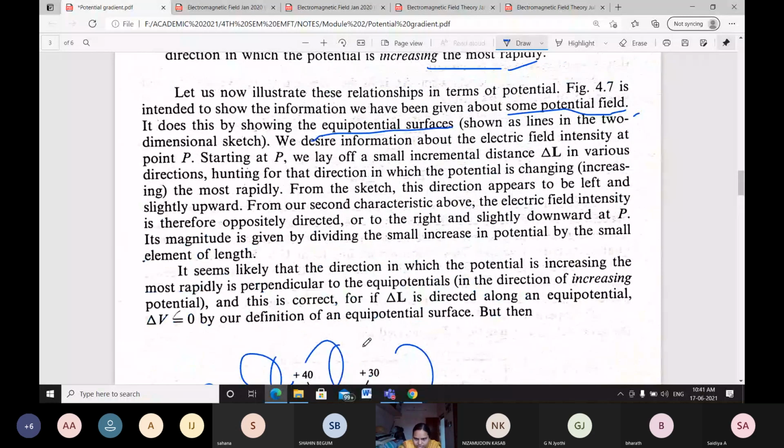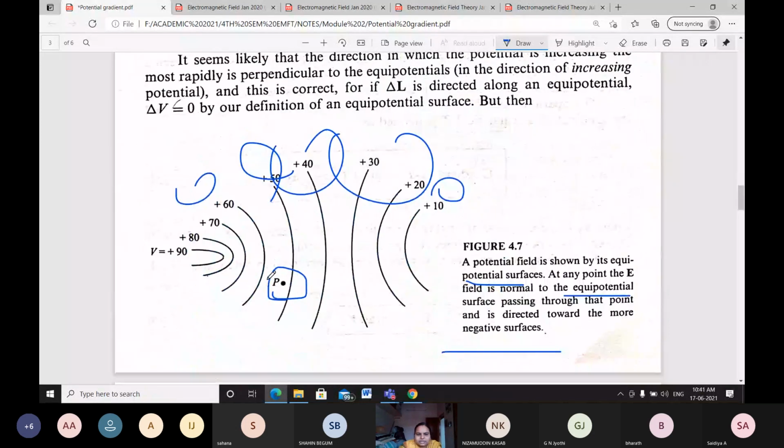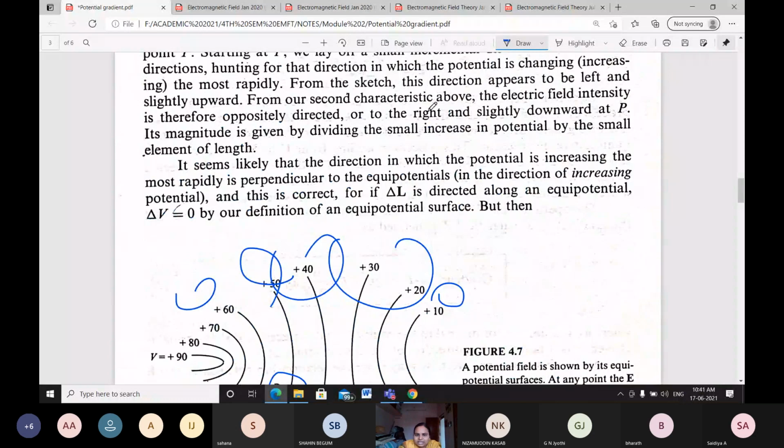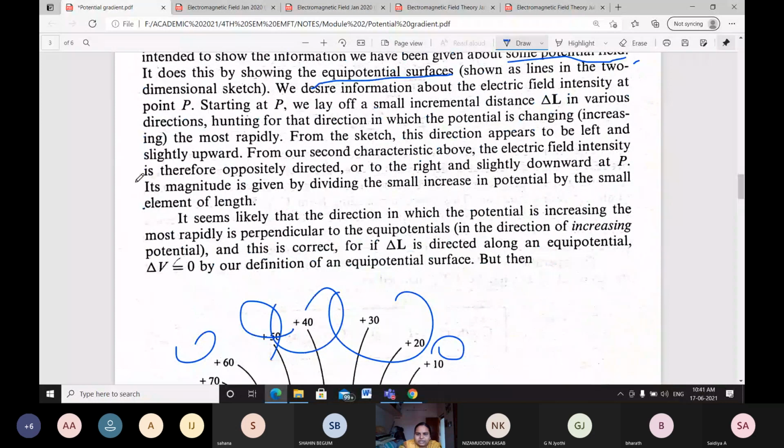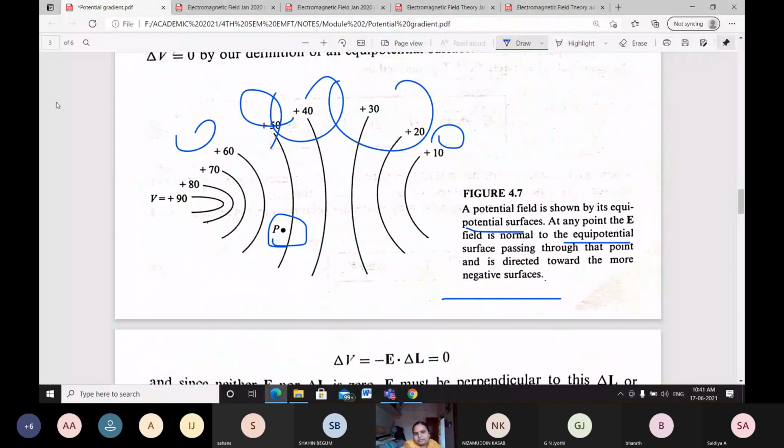Then from the sketch, the direction appears to be left and slightly upward. From our second characteristic above, the electric field intensity is therefore oppositely directed, means our field intensity is opposite to the potential direction: to the right and slightly downward at P. Instead of taking left, we should go with the right and downward.